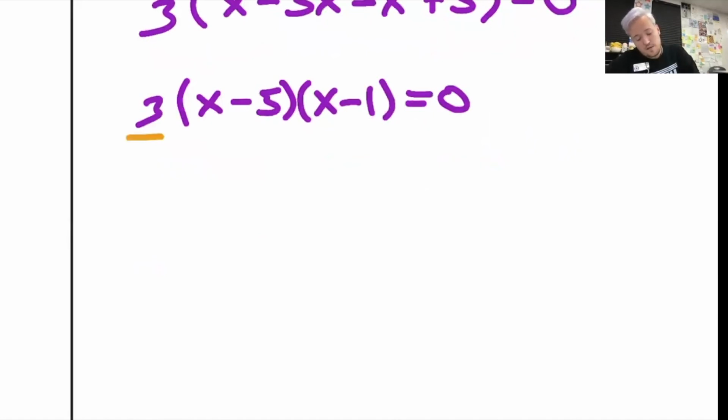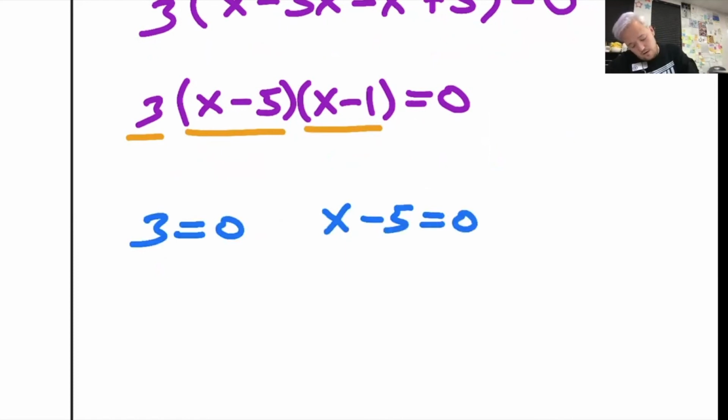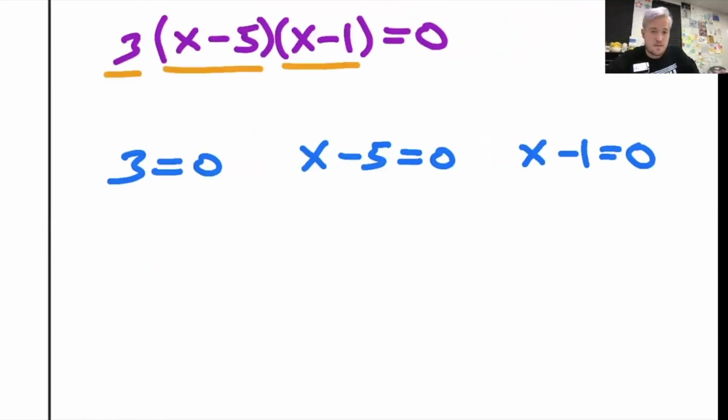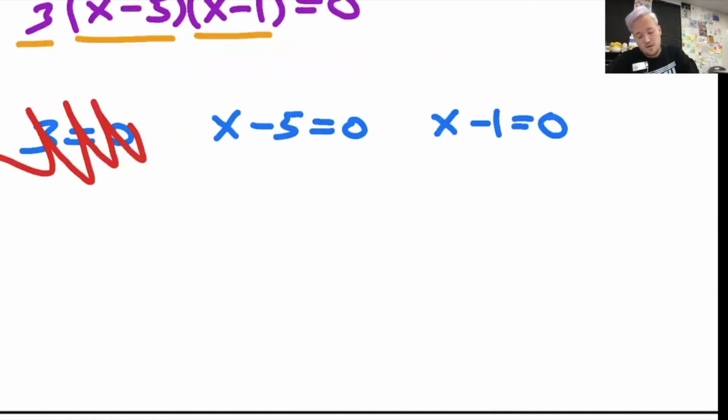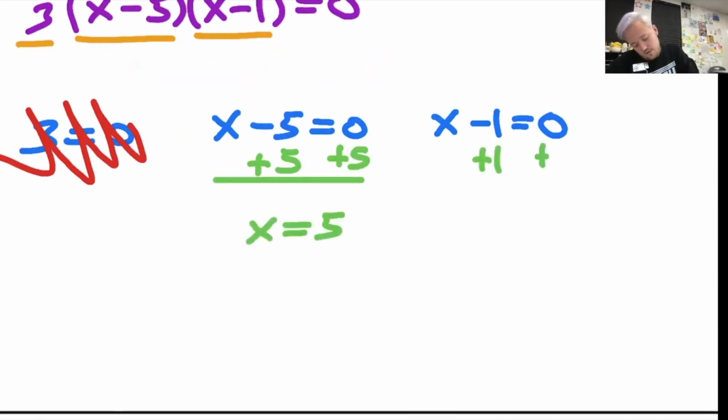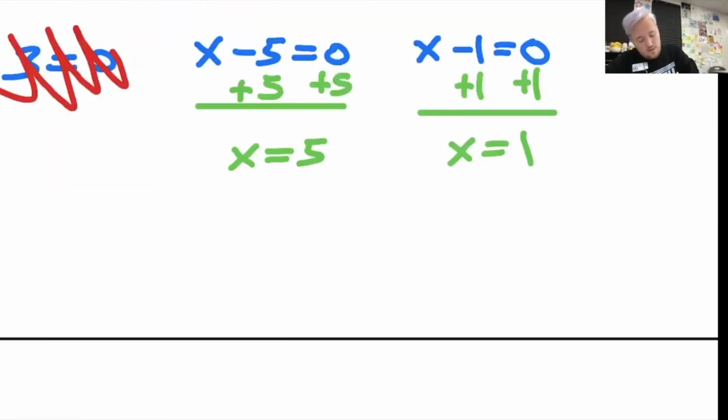All right, so once again, set each and every component equal to 0. So we're going to have 3 equals 0, x minus 5 equal to 0, and x minus 1 equal to 0. So remember, a number that's not 0 cannot be equal to 0, so this is disregarded. All right, then I'm going to add 5. So we're going to have x equals 5, and then add 1 on both sides. So we have x equals 1 and x equals 5.